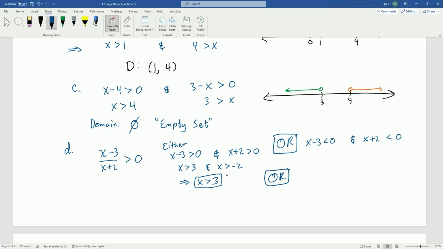Or, so either x can be greater than 3, or, well, here we get x is less than 3, and x is less than negative 2. So when are both of these things true? Well, if x is less than negative 2, it's certainly less than 3. So x is less than negative 2. So in other words, if either of these two conditions are met, this will be positive and the logarithm will be defined. So that means our domain is the combination of both of these intervals. So the domain should be the interval from negative infinity to negative 2 unioned with the interval from 3 to infinity.